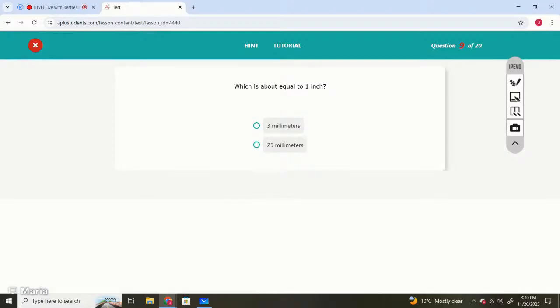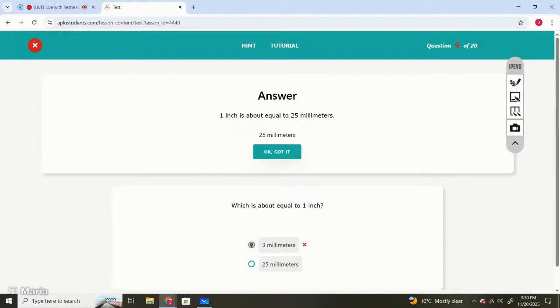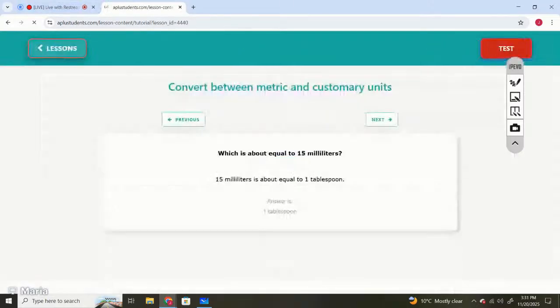Which is about equal to 1 inch? So which is the correct option? That is 3 millimeters. Oh, 1 foot. 1 inch is the same as 25 millimeters, sorry. Okay, you can complete the lesson by yourself later today. Let me just move on to the next lesson.